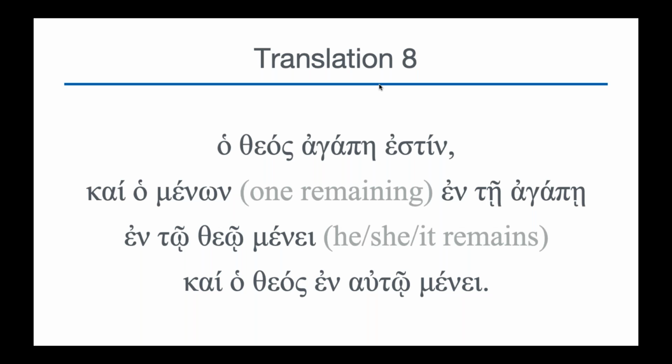Kai ho menon en te agape. And the one remaining in love. Now the second part here, en to theo menei. We're going to bring that to the front. So the one remaining in love remains in God. Kai ho theos, and God remains in him. Yep, that's it. Meno means remain or abide, and that's the third person singular form of meno. It'd be meno, meneis, menei.